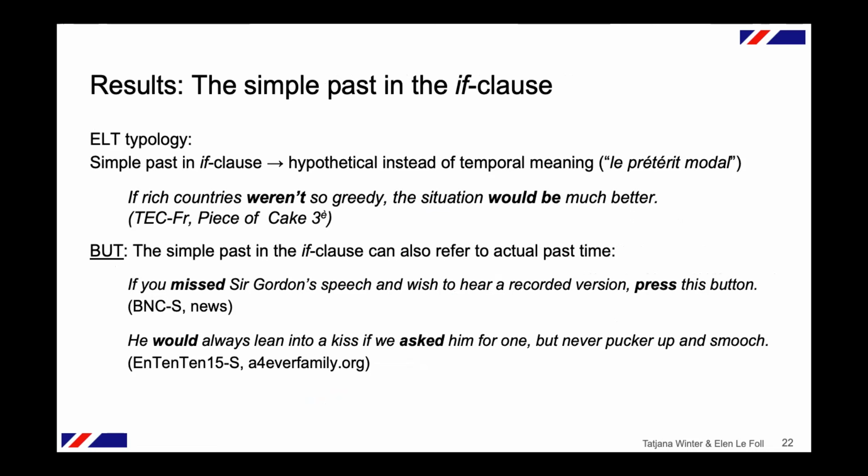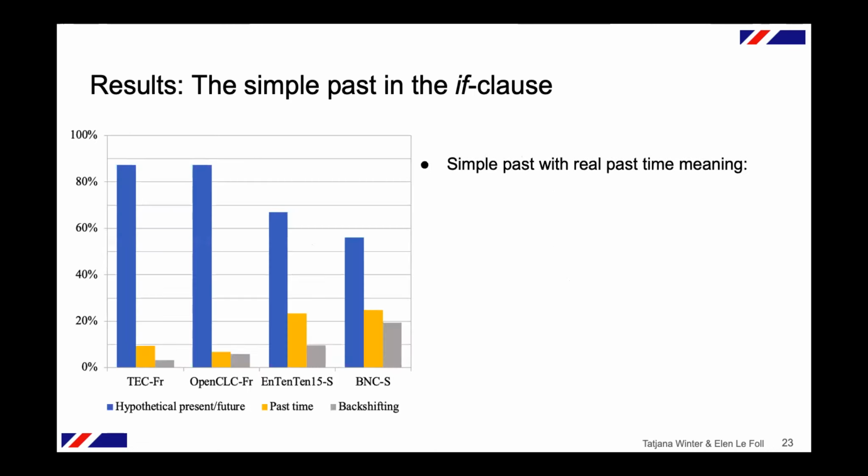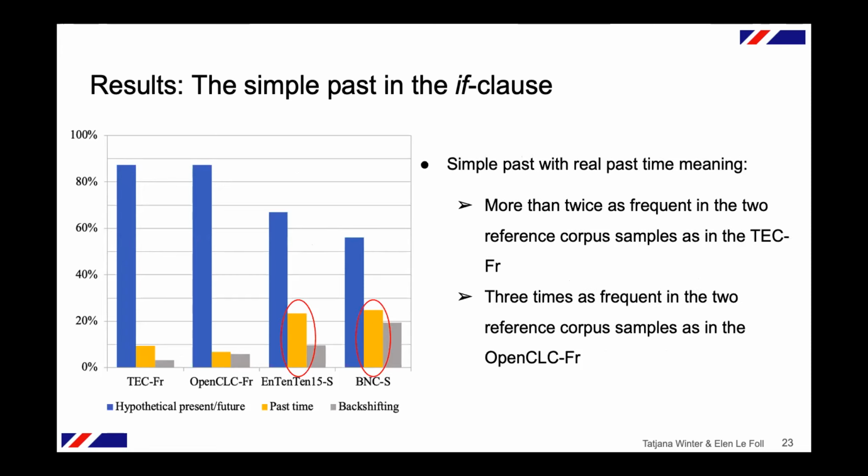And another such example is the use of the simple past in the if clause. So according to the ELT typology, the simple past form, I should add, is used in this hypothetical meaning, if rich countries weren't so greedy, as opposed to a temporal past time. But in our reference data, we found a lot of instances of this past tense being used in an if clause to actually refer to the past. And that's something that's, again, not accounted for in the ELT typology, but which is not rare, as we found in our data.